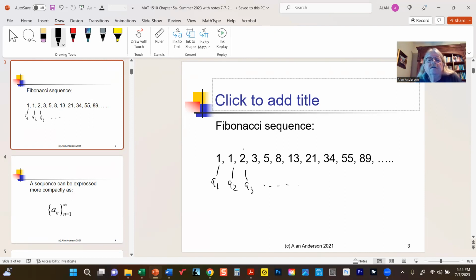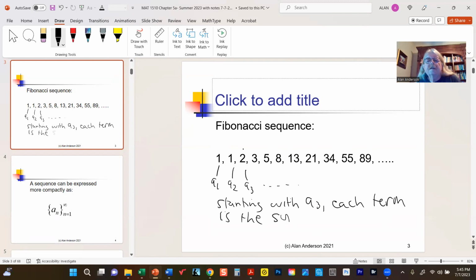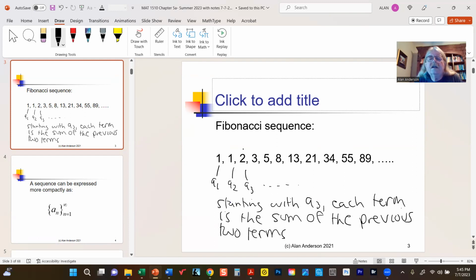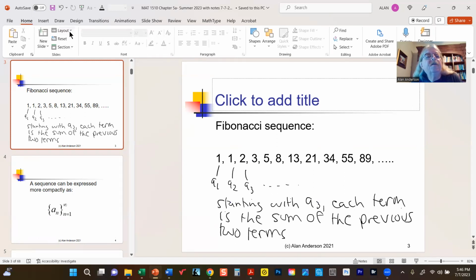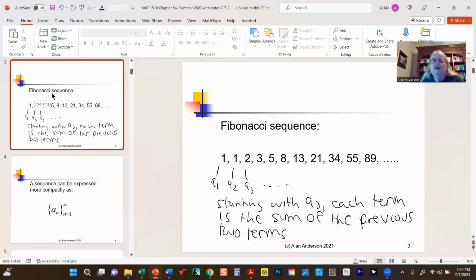Specifically, what's happening here is that after the first two terms, each term is the sum of the previous two terms. Two is the sum of 1 and 1, 3 is the sum of 1 and 2, 5 is the sum of 2 and 3, et cetera, et cetera. So when it has a pattern like this, where each term is a function of one or more previous terms, this is referred to as a recursive relation, which we'll discuss more in a few minutes.